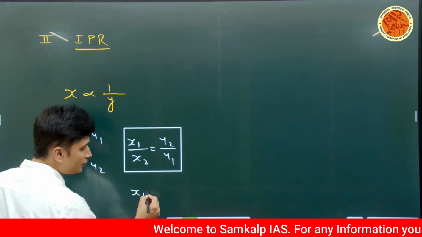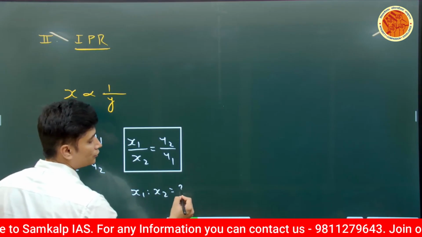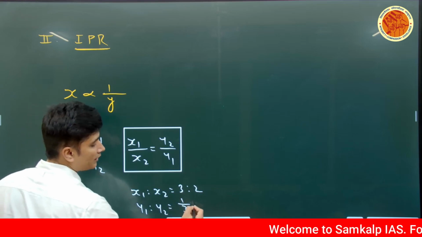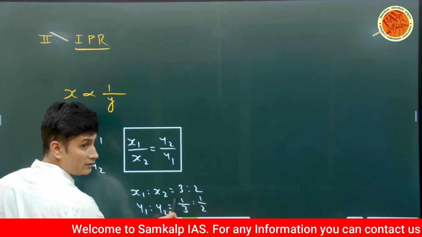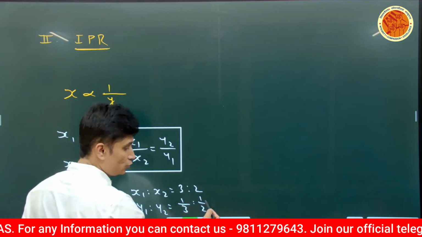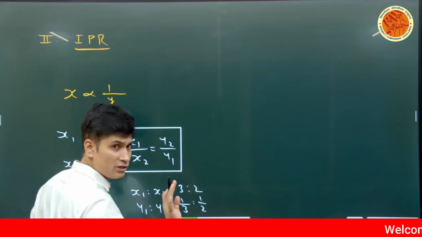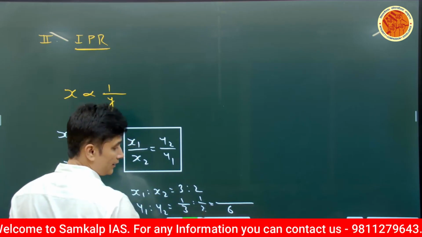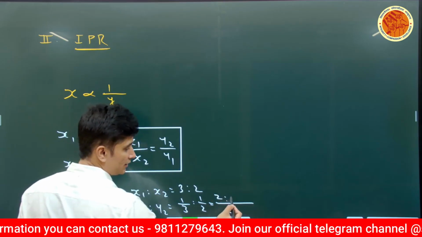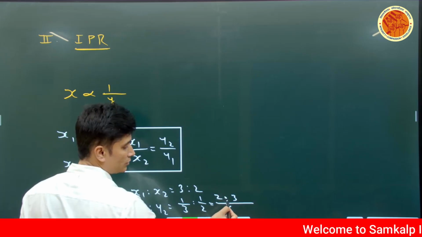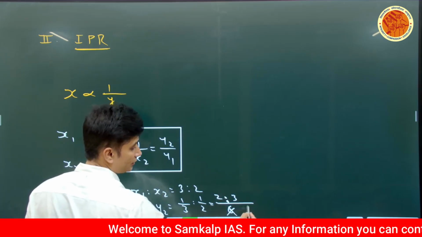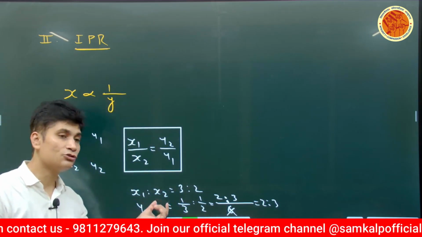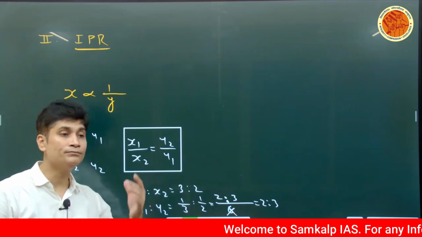In this case, if your x1 and x2 have values 3:2, then y1 and y2 will become 1 by 3 and 1 by 2. That means 2 will multiply here, 3 will multiply here. Either you write 2:3 directly, or the basic way to solve this question is that the LCM of 3 and 2 is 6, and then 3 twos are 6, 2 threes are 6, and once you have written the numbers on top, just remove this 6 here. You will directly get 2:3. So in this scenario, if x1 and x2 are 3:2, then y1 and y2 will become 2:3.